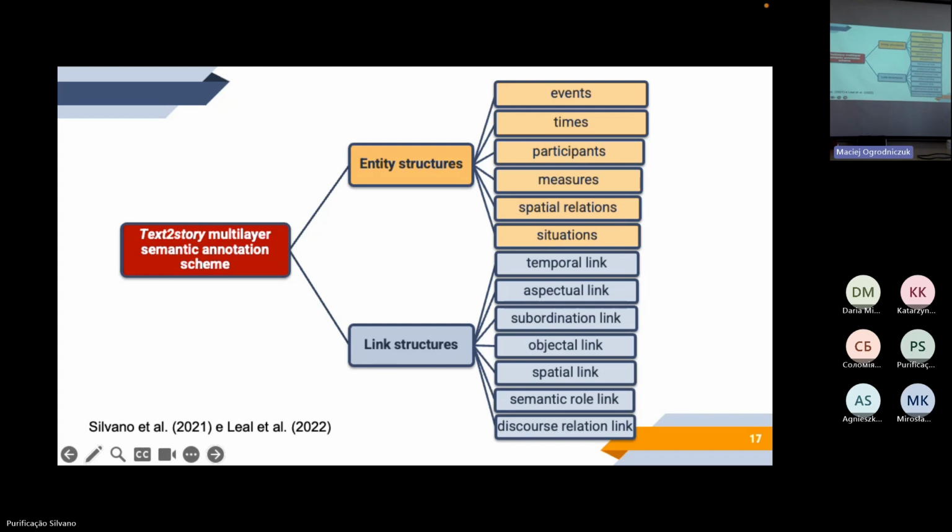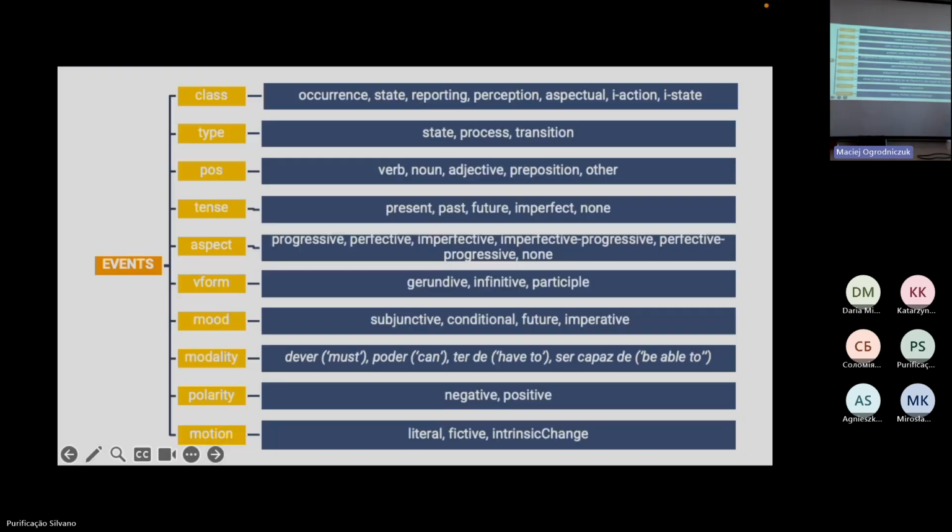So these are the main structures of our annotation scheme, and for each of these structures we have different attributes with different values. I'm not going to describe them all here, of course, but for instance, for events, you can see that we have to annotate the class, the type, the aspect, the part of speech, modality, mood. In this case, we used most of the attributes that were proposed by ISO.